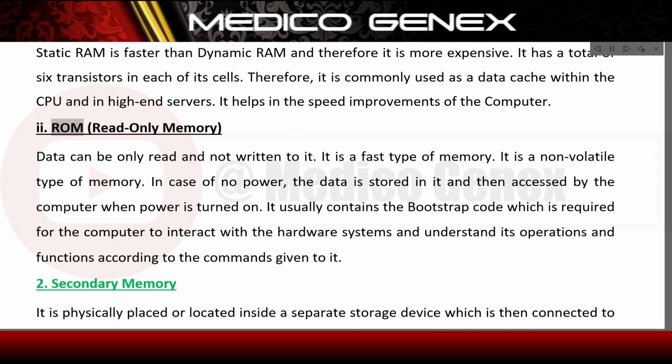2. ROM, read-only memory. Data can be only read and not written to it. It is a fast type of memory. It is a non-volatile type of memory. In case of no power, the data is stored in it and then accessed by the computer when power is turned on. It usually contains the bootstrap code which is required for the computer to interact with the hardware systems and understand its operations and functions according to the commands given to it.